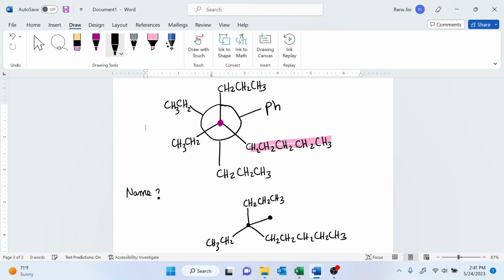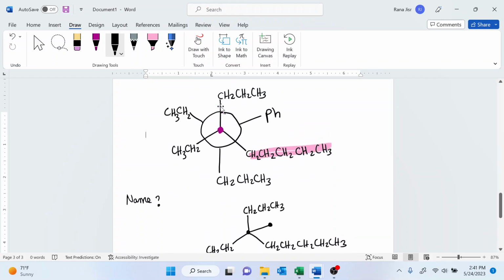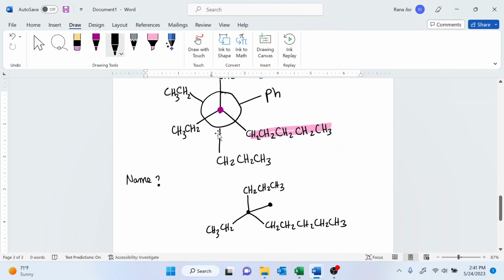Okay, so I'm done with the carbon which is in front. I drew all of its carbons. Now the one at the back has the following. It's a propyl, so I'm just going to draw the propyl, and the propyl is here. Let's use another color. So this is the propyl. And then I have my phenyl. Just going to put the phenyl in there.